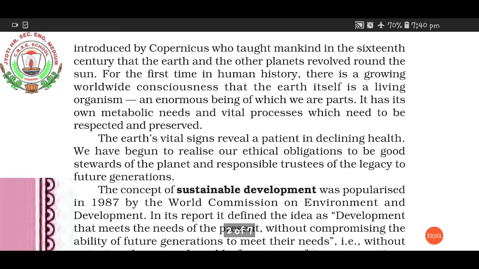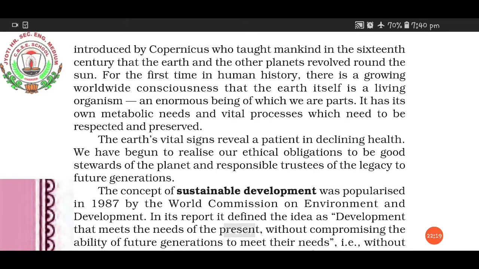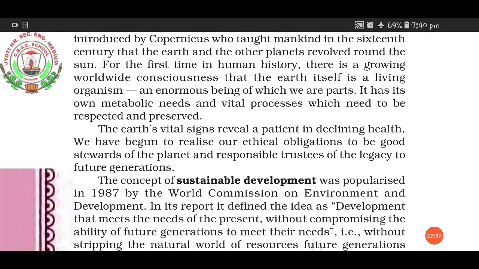So here also, when we start thinking of earth to be like a living organism, we have to agree that earth is also having its own metabolic needs, certain very important, vital processes, which need to be respected and preserved. Means we must respect the needs of planet earth, and we must work hard to preserve and give that to her.